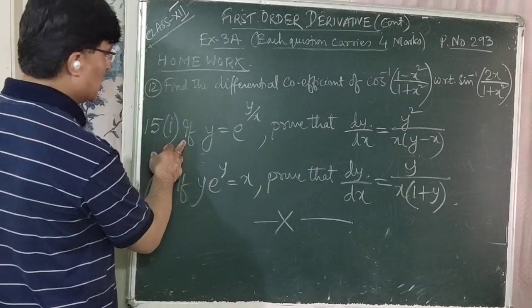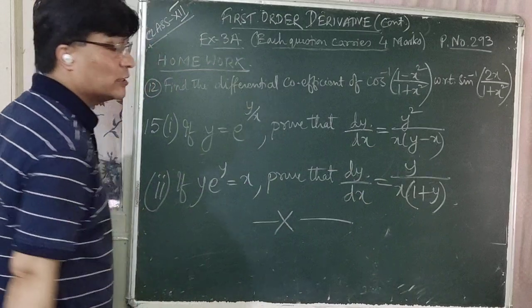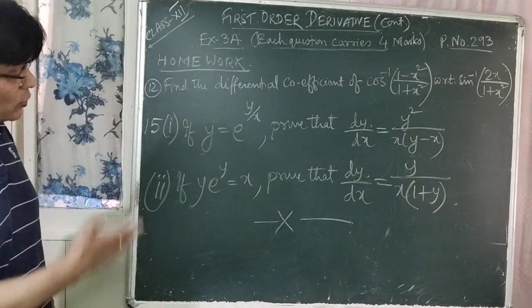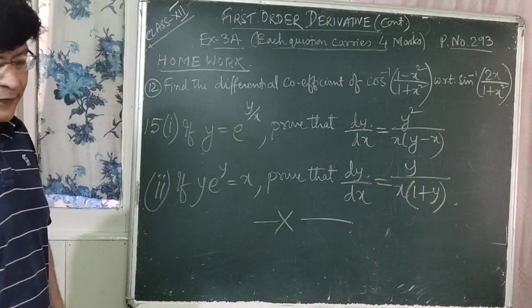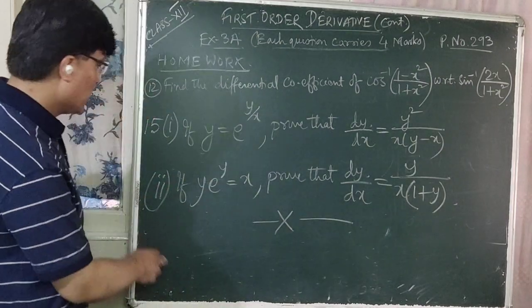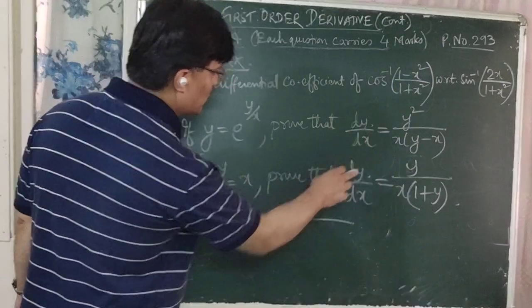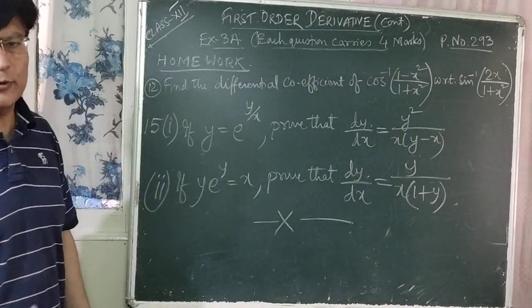And 15 number 1 is, if y is equal to e to the power y by x, prove that dy by dx is equal to y square upon x into y minus x. So you can prove it, you can try it yourself. If you can't do it, you can tell me, okay? So 15 number 2, if y e to the power y is equal to x, prove that dy by dx is equal to y upon x into 1 plus y. I think you can do it.